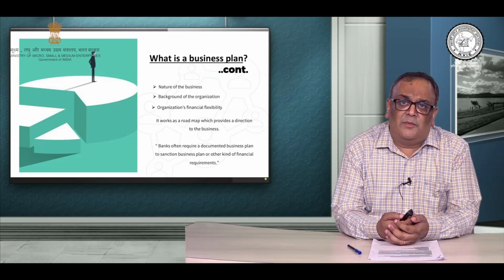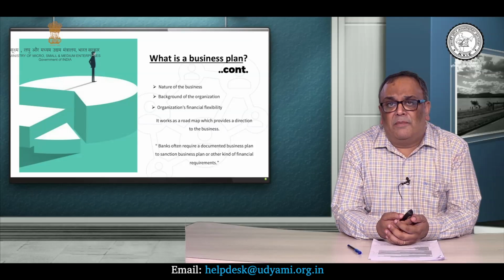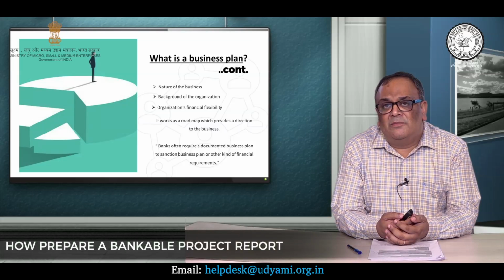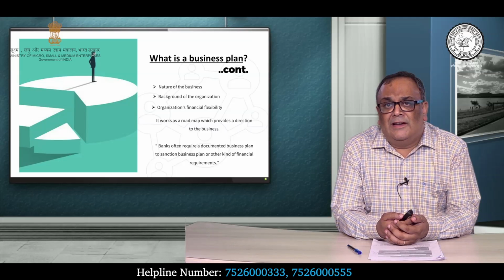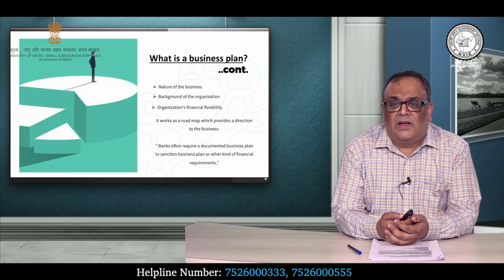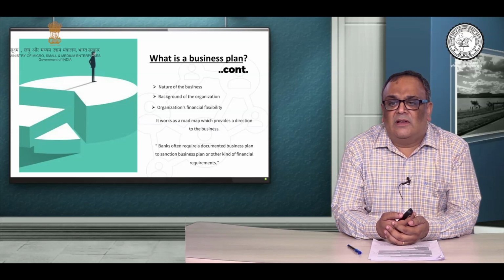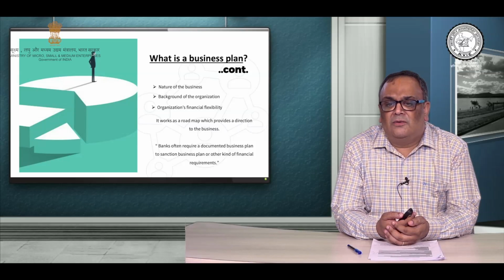Is it a partnership firm? Is it a private company, or a public listed company? What sort of nature of business would there be, and what sort of legal entity would there be? A business plan works as a roadmap which provides a direction to the business.